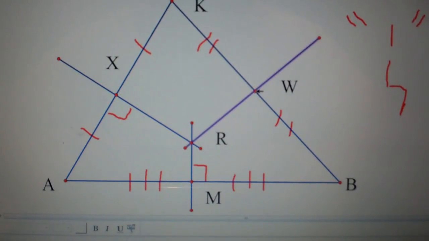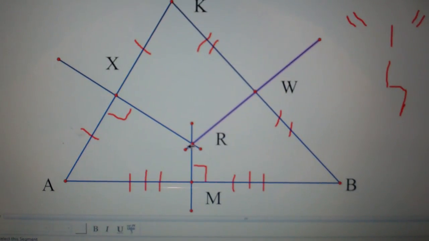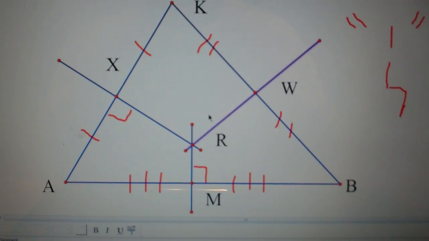Here again, the point R is where all the perpendicular bisectors meet. The point R is equidistant from A to R, from B to R, and from K to R in this case. So this concludes our lesson on perpendicular bisectors of triangles.